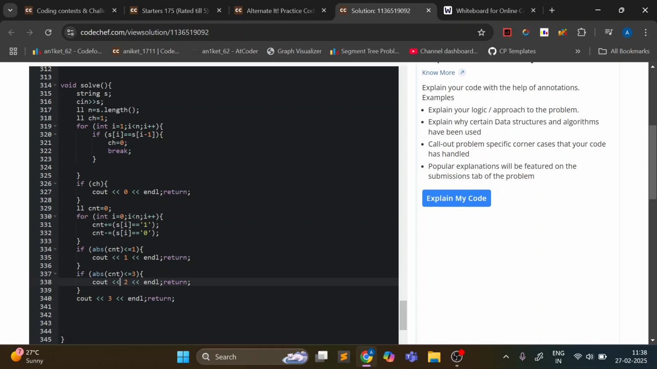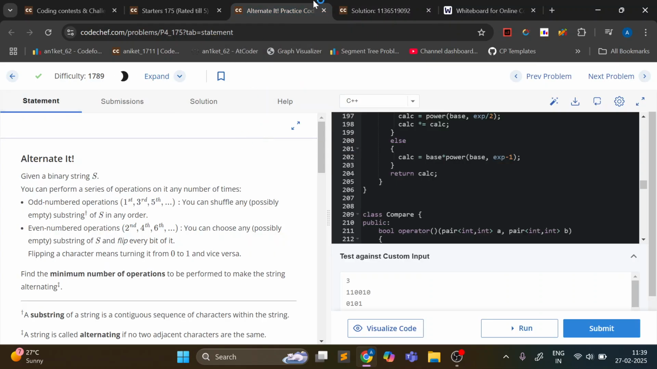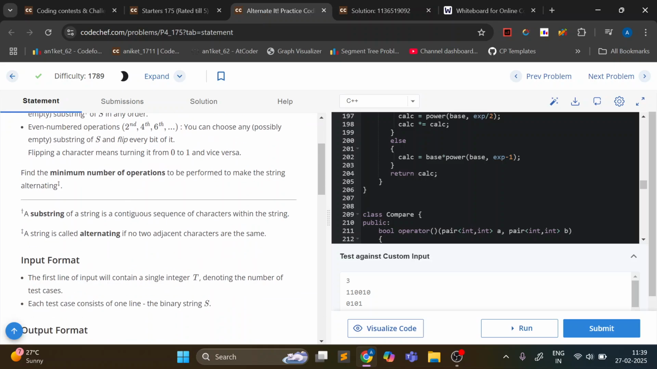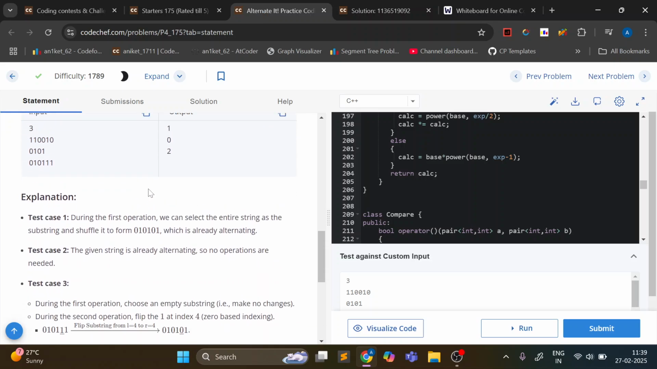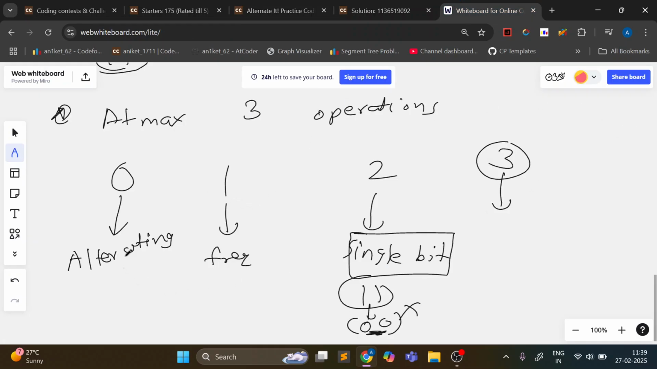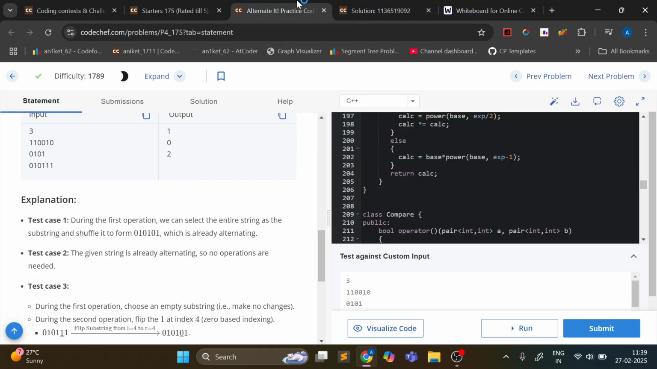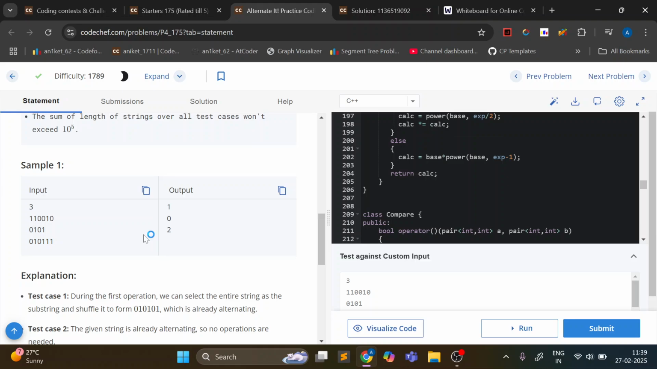Now the second case is where we need to flip one bit. That would be identified if the absolute difference between the counts is less than or equal to 3. For even it would be 2 and for odd it would be 3, so to consider both cases I just used absolute count less than or equal to 3. Then my answer would be 2, and for all other cases the answer would be 3. So this was the first question of day 1, and reading this question itself I understood that we need to somehow decrease our search space, because the maximum number of operations required would be finite, and less than 3.